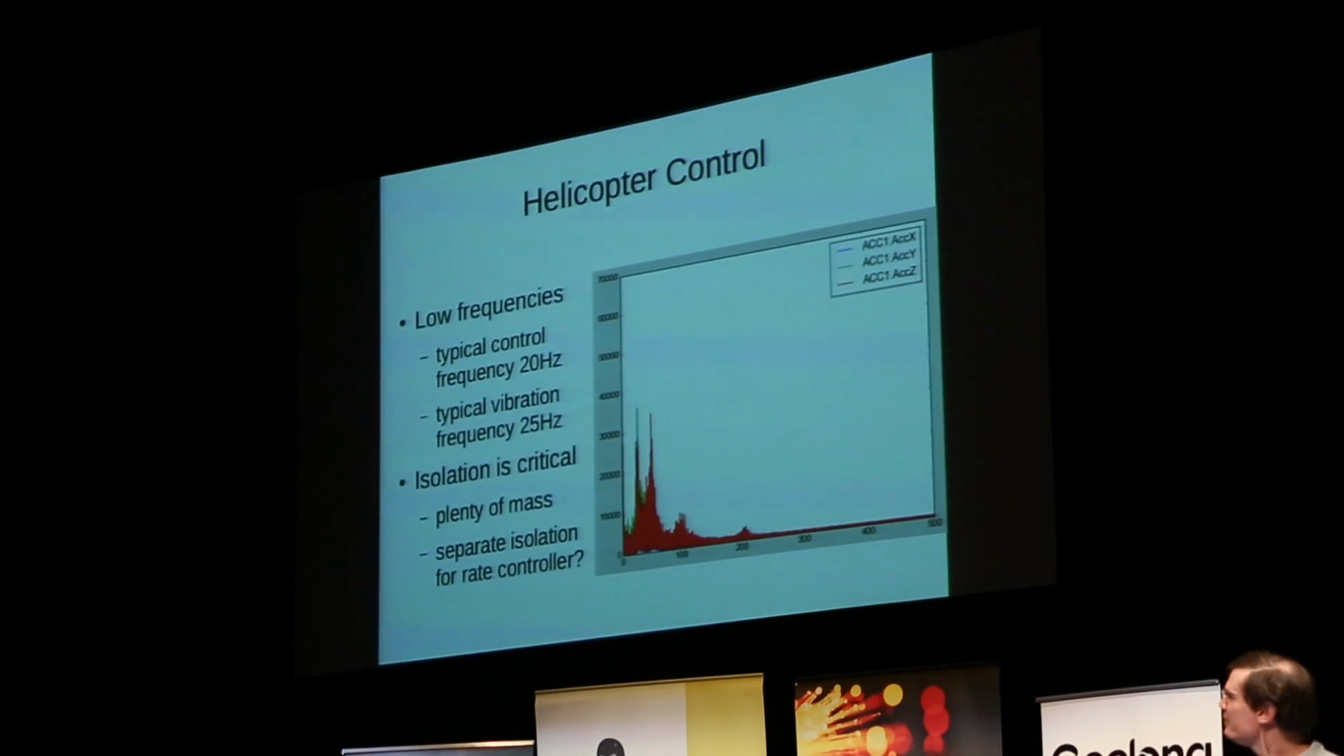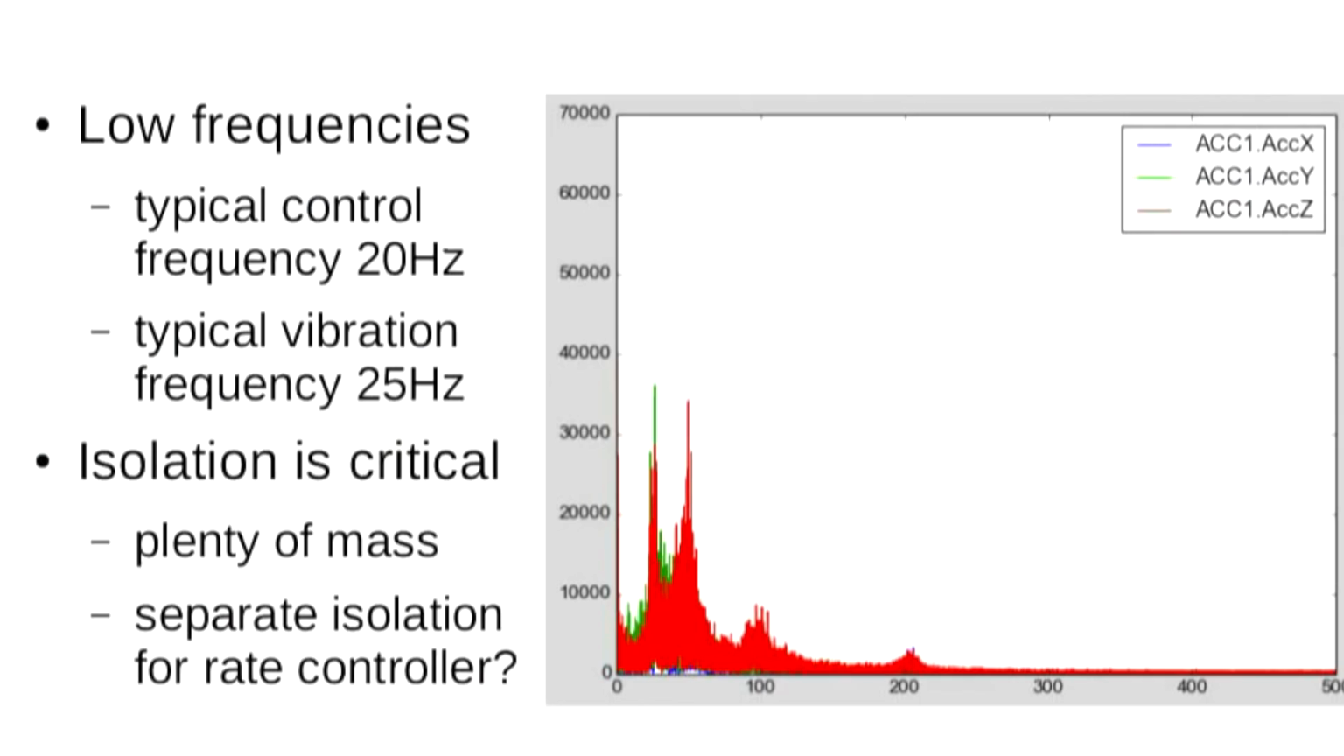So if you have a look at this little graph on the right here, it tells a story about controlling helicopters. We have our little autopilot on board, and we can tell it to capture all of the sensor data at full rate. That means it's capturing the primary accelerometer at 1 kilohertz, and it's capturing the secondary accelerometer at 1600 hertz.